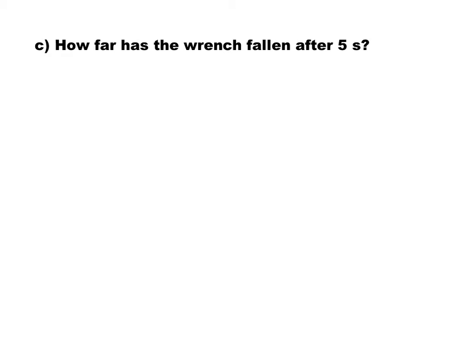The next part of the question says, how far has the wrench fallen after 5 seconds? First of all, the equation is h equals negative 4.9 t squared plus 342. After 5 seconds, the height of the wrench above the ground is negative 4.9 times 5 squared plus 342.